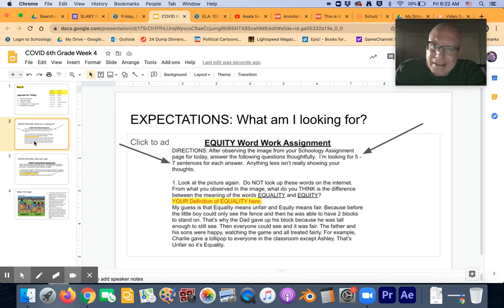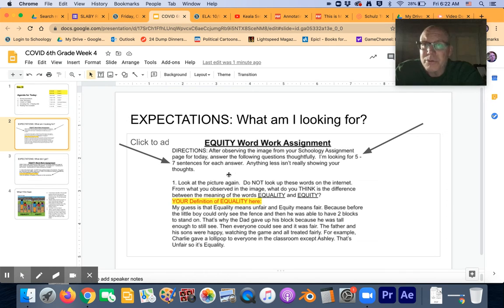First things first, expectations. So yesterday, Thursday, I had you working in an equity and equality word work assignment, right? I'm going to point something out. These are the directions in Schoology. After observing the image from your Schoology assignment page for today, answer the following questions thoughtfully. I'm looking for 5 to 7 sentences.